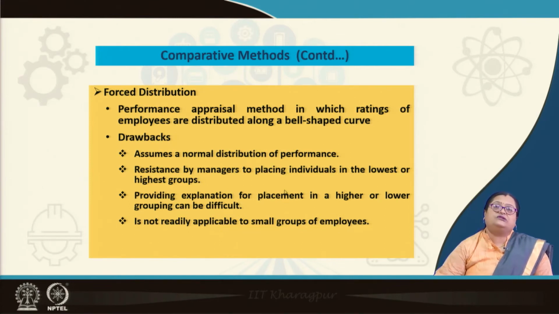Forced distribution is another comparative method in which ratings of employees are distributed along a bell-shaped curve. The drawbacks are it assumes a normal distribution of performance, resistance by managers to placing individuals in the lowest or the highest groups, providing explanation for placement in a higher or lower group can be difficult, and it is not really applicable to small groups of employees.